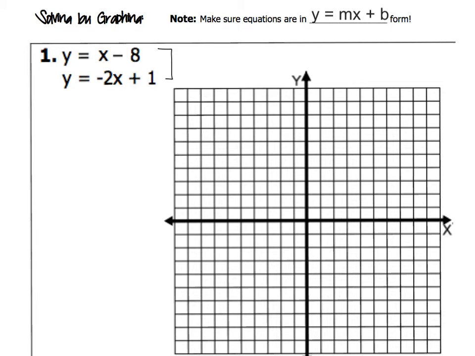So you're going to graph this first equation. If we look at your first equation, we've got an m value of 1, and then our y-intercept is going to be -8. So you need to go down to -8, and you plot a point. So go ahead and go down to -8: 1, 2, 3, 4, 5, 6, 7. Plot a point at -8.